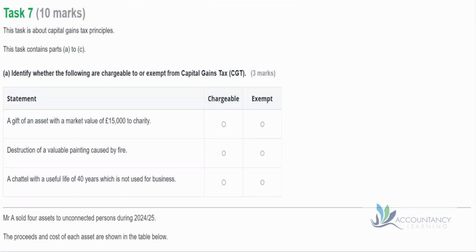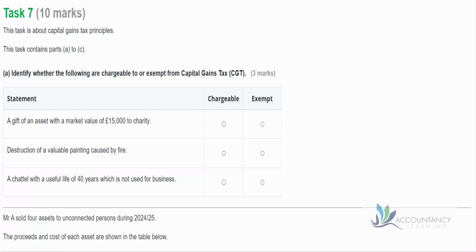This is task 7 of the first sample assessment for personal tax. This task is about capital gains. So in part A, you need to identify whether the following are chargeable to or exempt from capital gains tax.